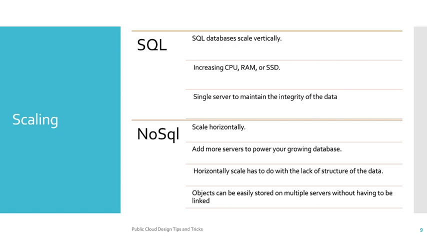When we are talking about a NoSQL database, it scales horizontally. That means when you are creating the building, you will create multiple buildings next to each other, so that it can scale to as many buildings as you want to add to your NoSQL area. That means you can grow your data horizontally as much as you want. So horizontal scale has to do with the lack of structure of the data, and objects can easily be stored on multiple servers without having to be linked to each other, because you are scaling horizontally. So that is the base difference between SQL and NoSQL with respect to scaling. SQL is vertical, NoSQL is horizontal.